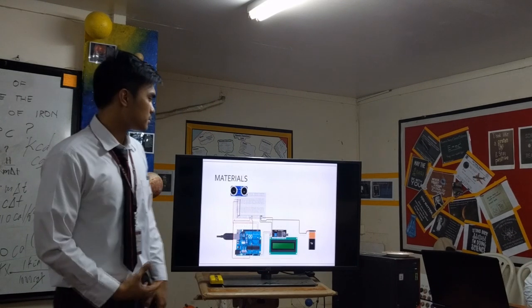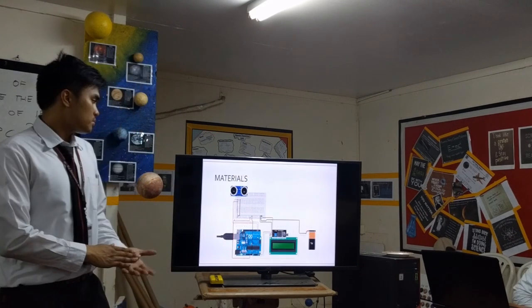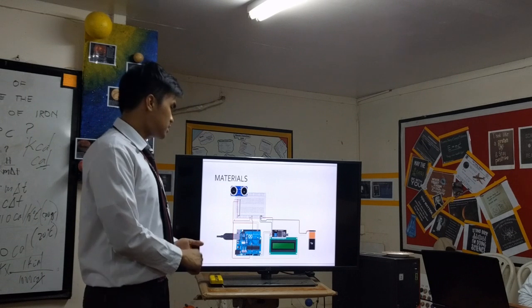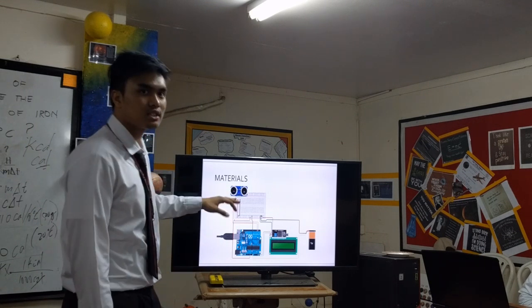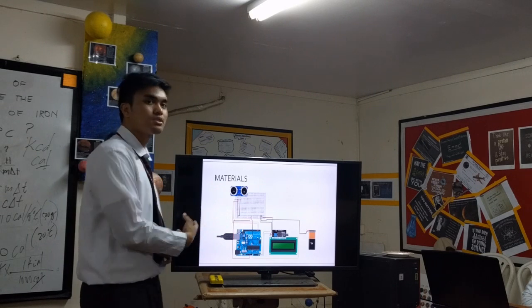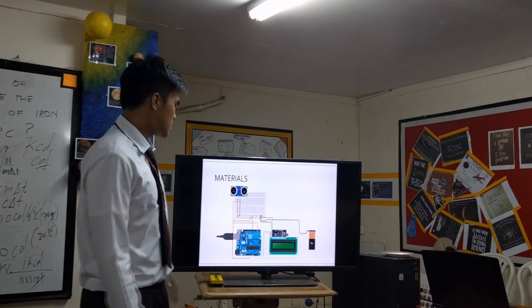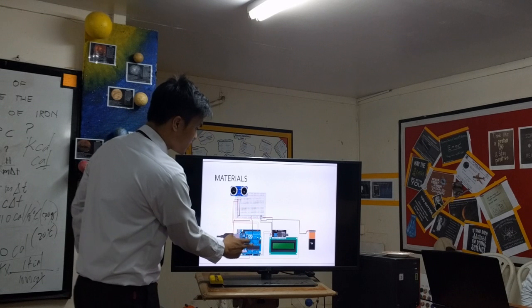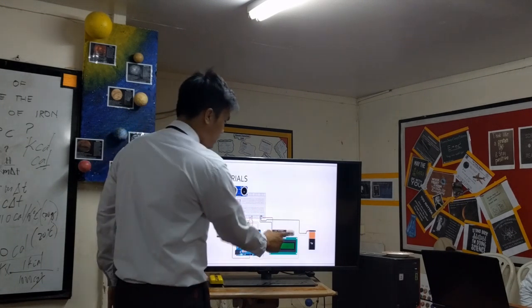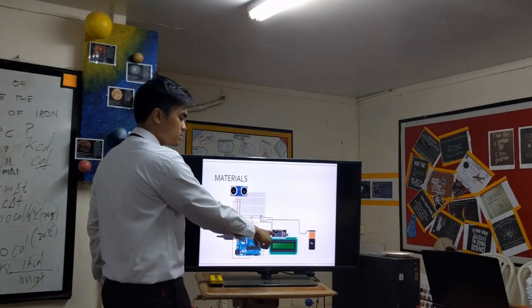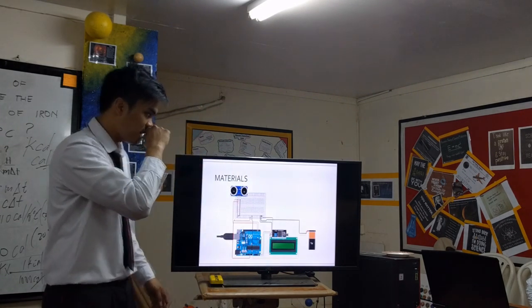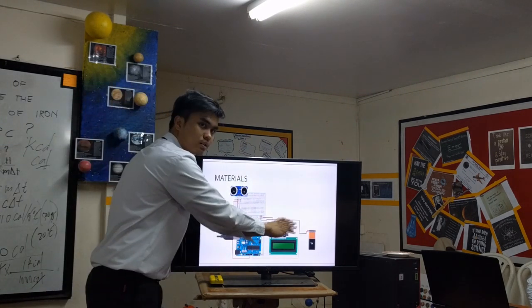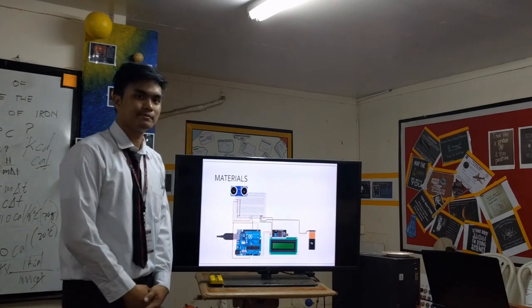Moving on, here are the materials. The materials here in the picture are, the first one is HC-SR04, which is the ultrasonic sensor, the breadboard, the Arduino Uno, and an LCD with an I2C daughter board and a 9 volt battery. And the lines here are called jumper wires.